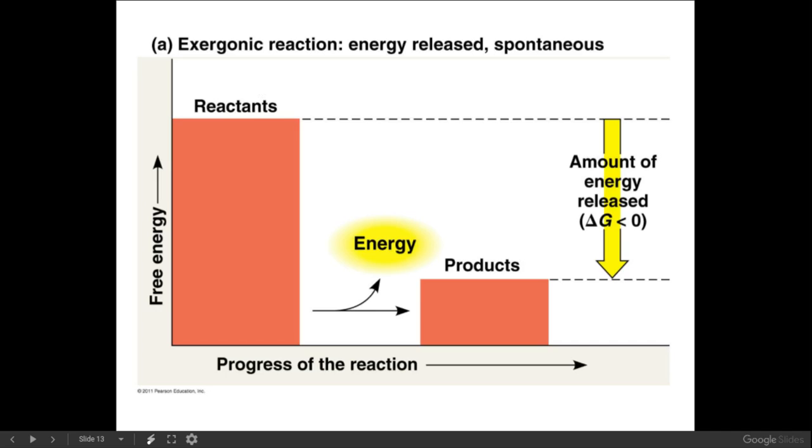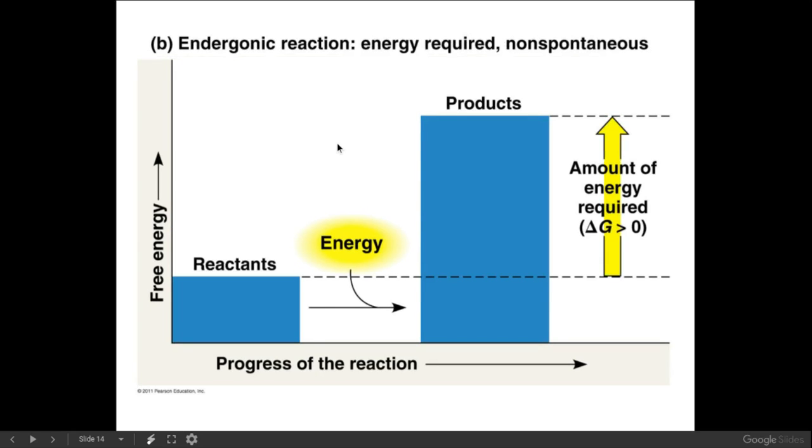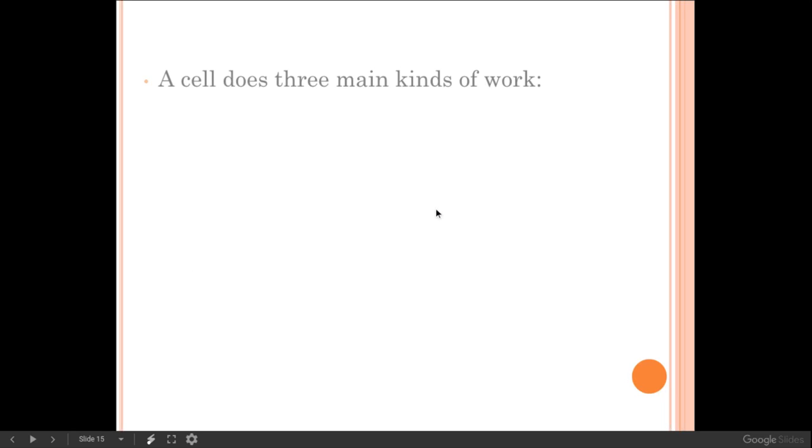We can look at a couple different graphs that show us what an exergonic and endergonic reaction would look like. And exergonic is where you have the reactants at a higher free energy than the products. And so energy was released. Therefore, this would be a negative delta G. If we look at an endergonic reaction, we can see that the reactants have less energy than the products, or you could say the products have more energy than the reactants. Therefore, energy went in, and that is a positive delta G.